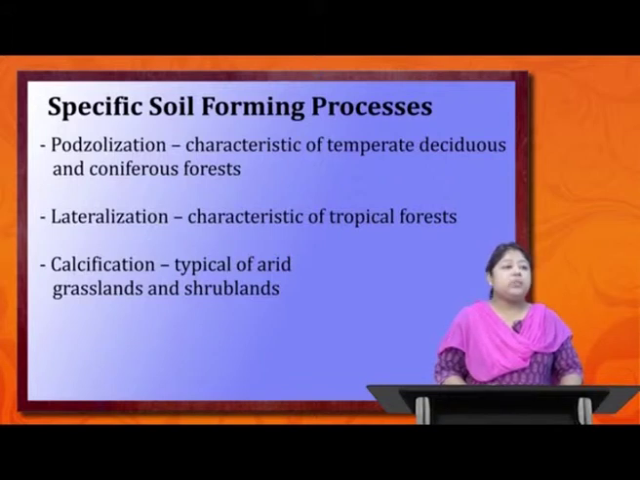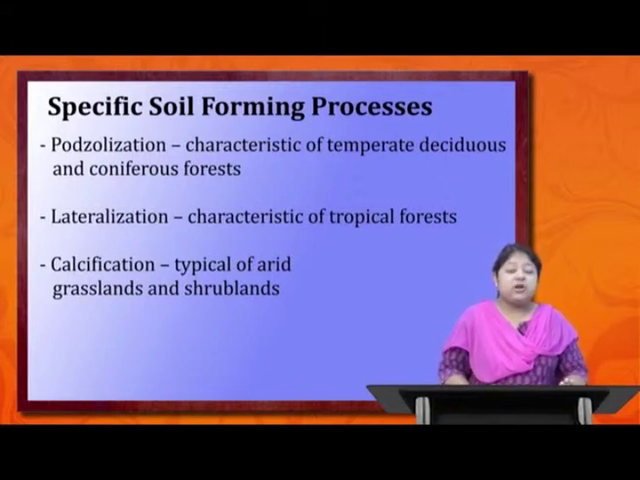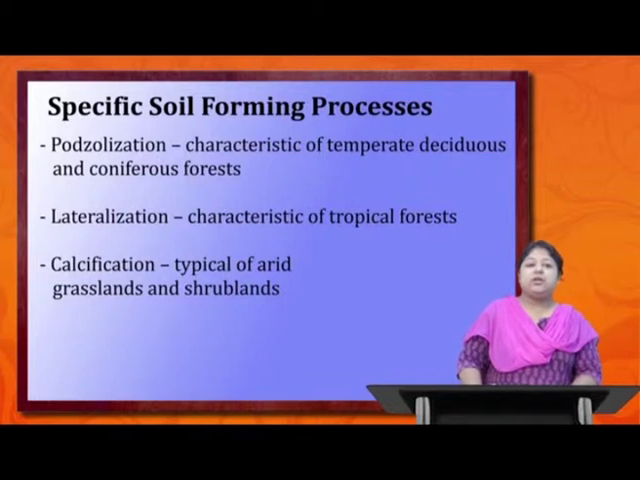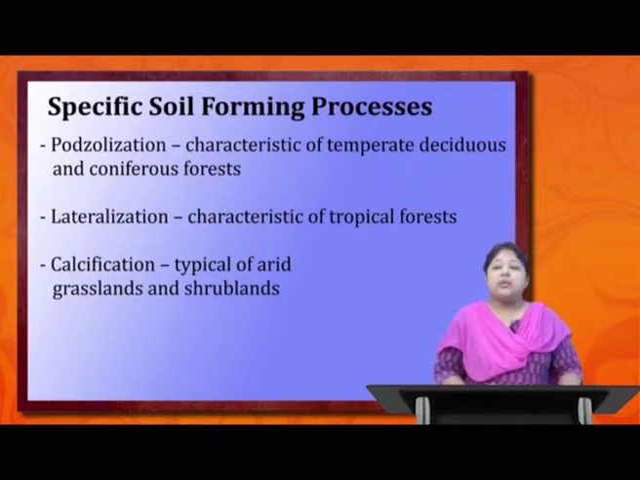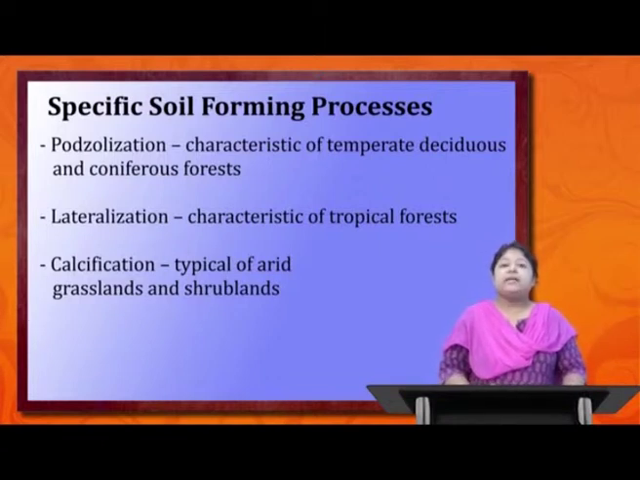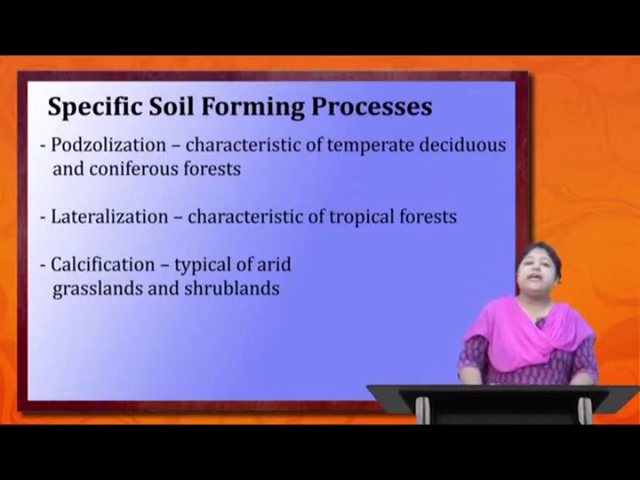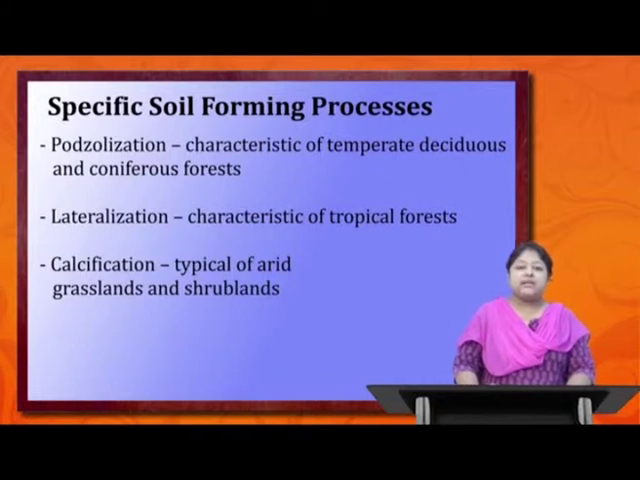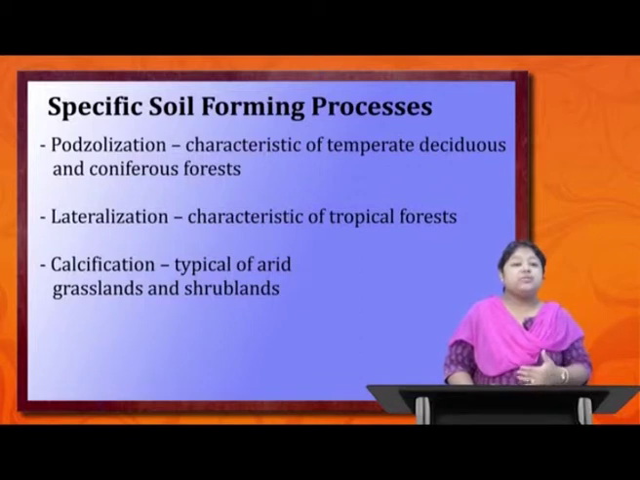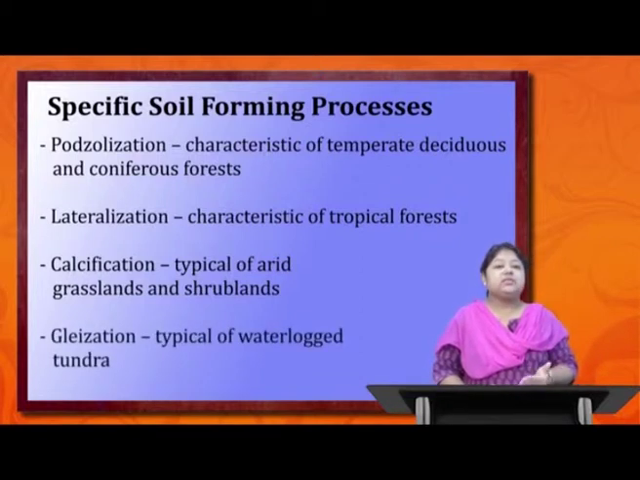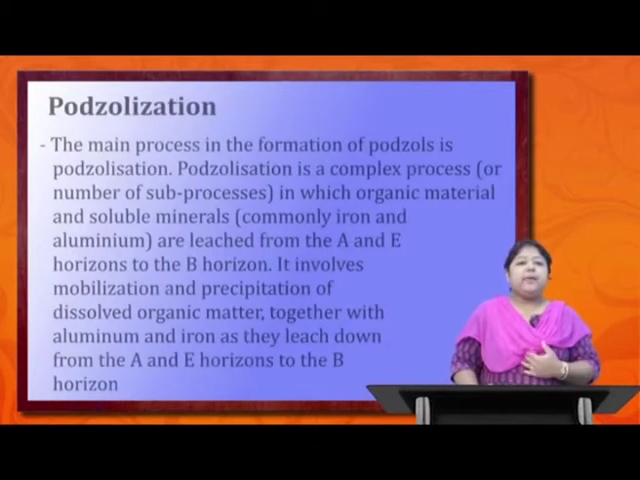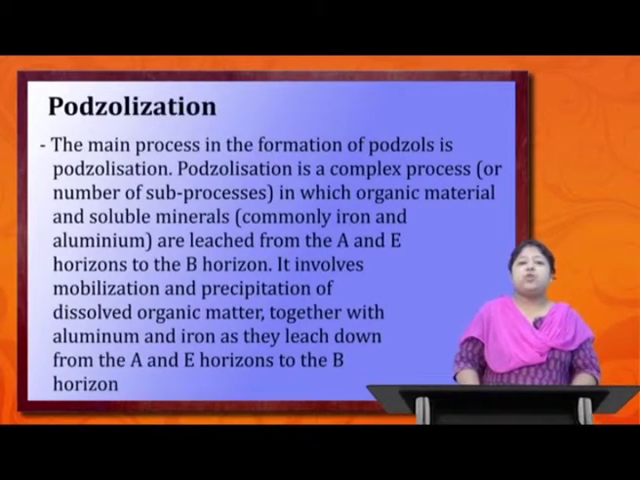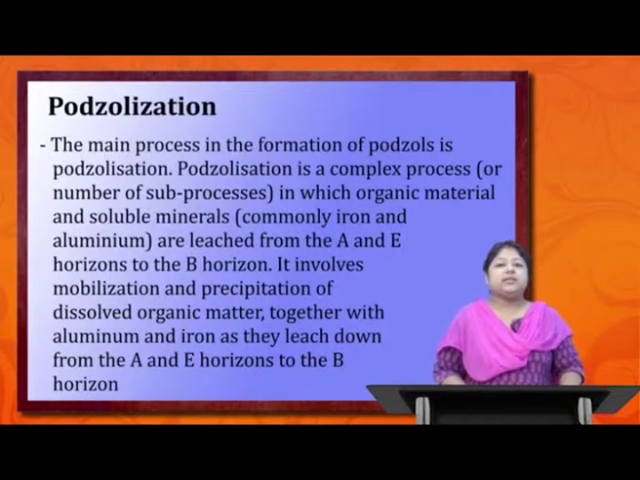From podzolization, we get a zonal soil, which is known as podzol. And from laterization, we get soils which are known as laterites. And calcification takes place in typical arid grasslands and shrubs, which gives the Chernozem soil. And gleization is typical of the waterlogged tundra region. Now, the main process in the formation of podzol is podzolization.